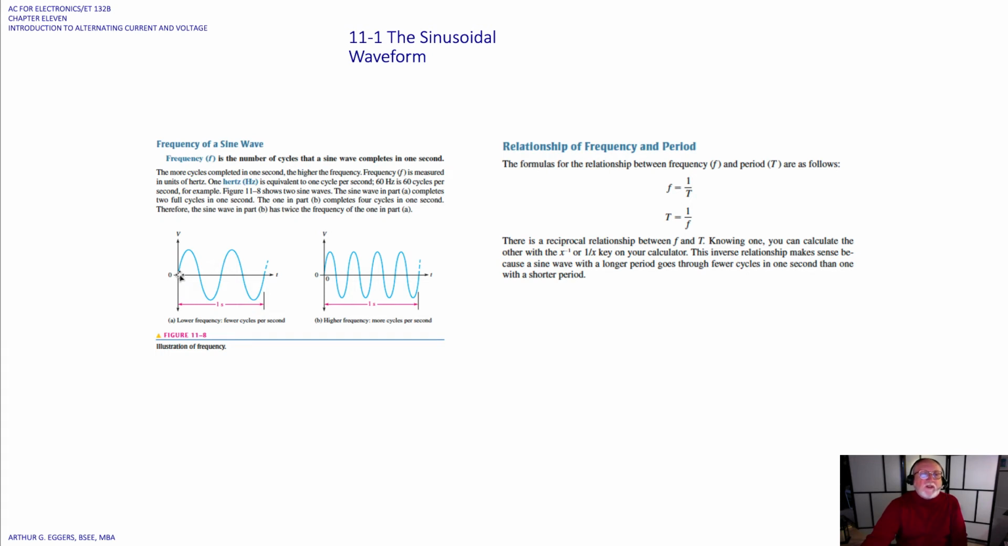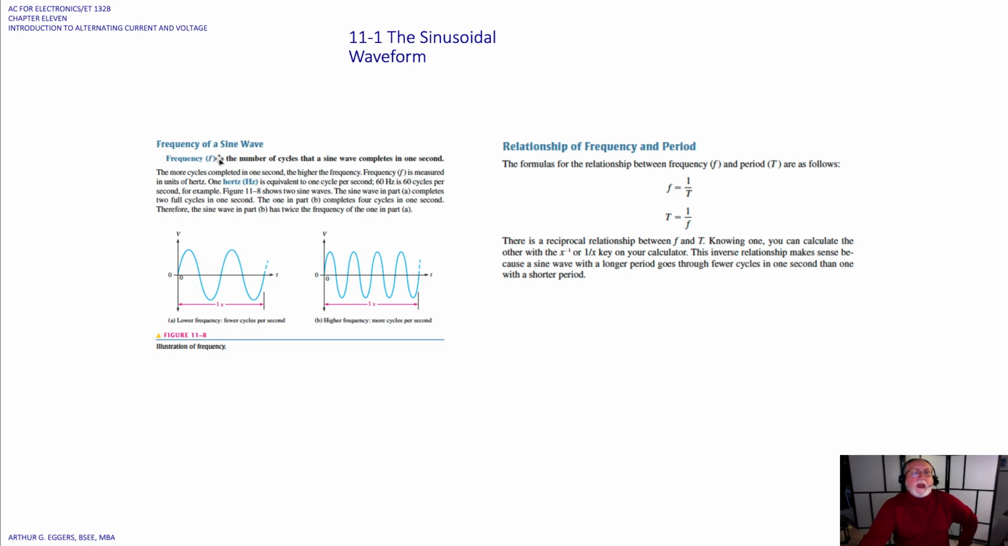So now you see on this side, we've got 2 alternations in 1 second, or 2 cycles per second. In the next illustration, we have 1, 2, 3, 4 cycles per second. So that's 4 hertz. The other one is 2 hertz. So 1 hertz is equivalent to 1 cycle per second. 60 hertz is 60 cycles per second.